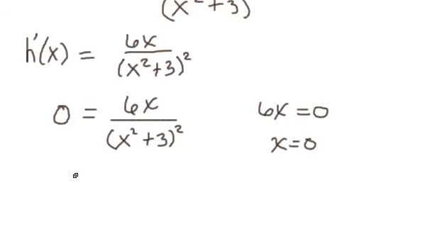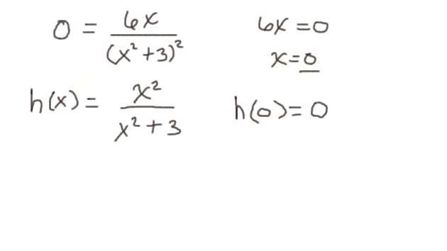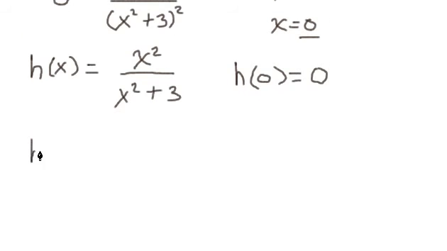Alright, so then we're going to go back to the original h of x, which I might as well just go ahead and rewrite, over x squared plus 3. So we're going to take this 0 here and we're going to plug it in. So h of 0, and if we plug that in, we get 0 in the numerator, 3 in the denominator, so 0 over 3 is 0. So we get 0 over 0. Now we're going to go and plug in our endpoints. So our endpoints, if you can remember, were negative 1 and 1.